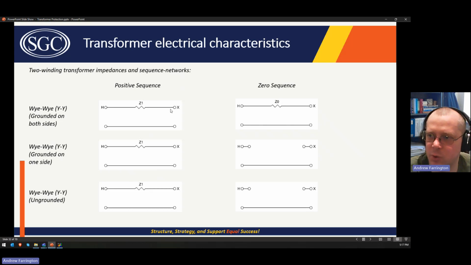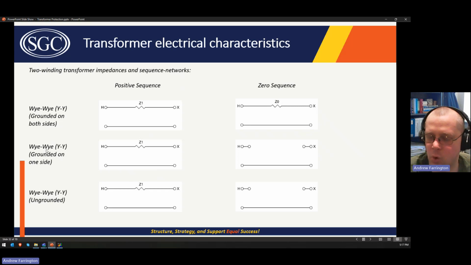So then we have the transformer electrical characteristics. This is the zero sequence diagrams that I was talking about. For a YY transformer, if it's grounded on both sides, there is a path for the zero sequence fault current to flow through. You can have a zero sequence fault current flow from the H bushings to the X bushings through the zero sequence impedance of the transformer. This is just the neutral or the return path. So there's a path through the transformer.